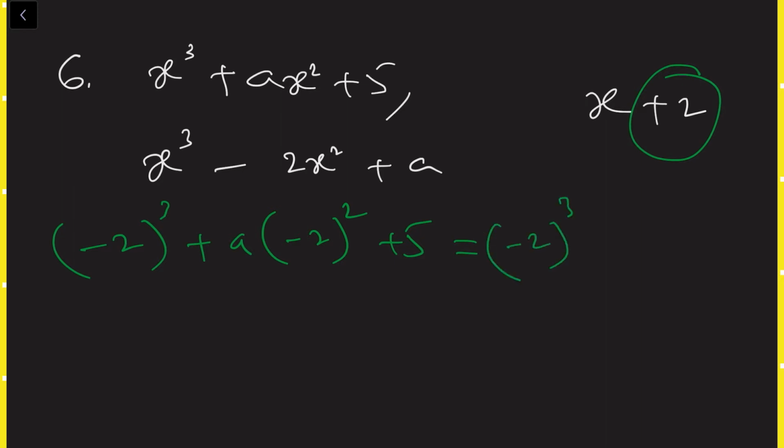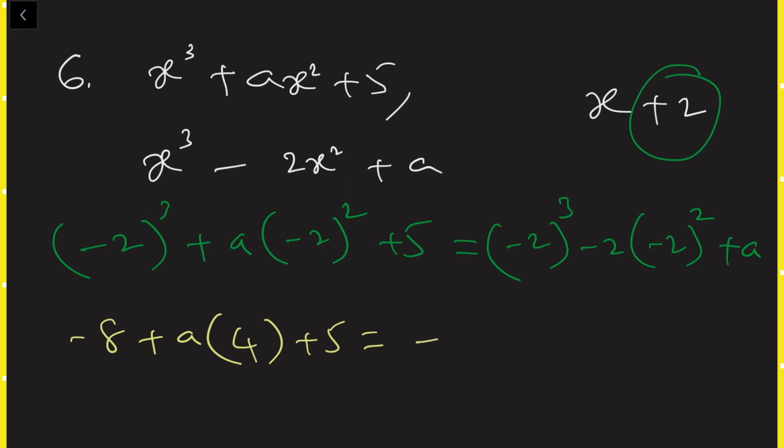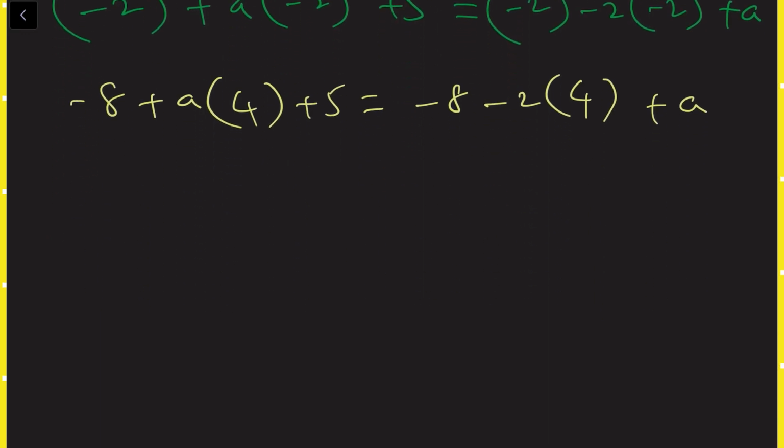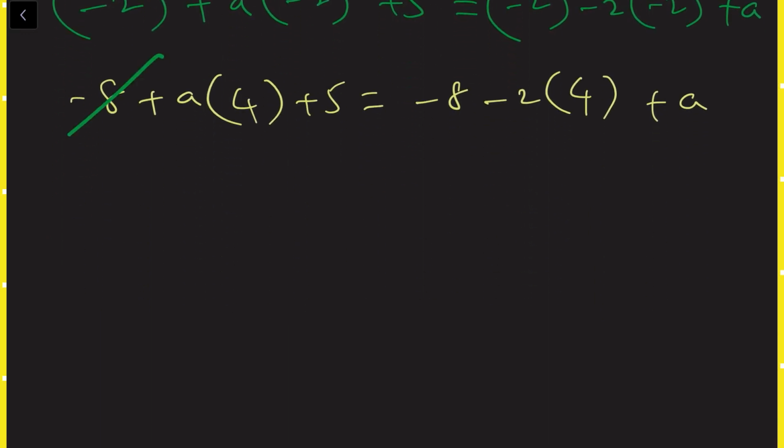Minus 2 whole cube minus 2 into minus 2 whole square plus a. Minus 2 whole cube is minus 8, plus a into minus 2 whole square, which is 4, plus 5 is equal to minus 2 whole cube, minus 8, minus 2 into minus 2 whole square, which is 4, plus a. Left side minus a, right side minus a, both will get cancelled. Then a into 4, 4a plus 5 is equal to minus 2 into 4, minus 8, plus a.